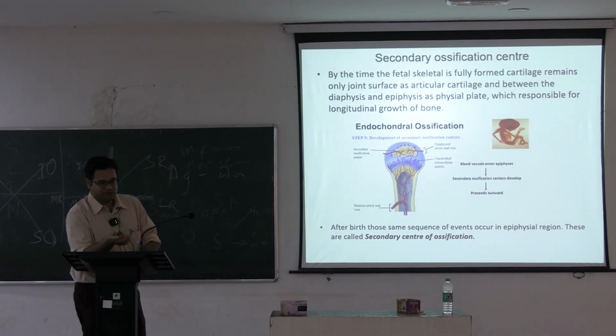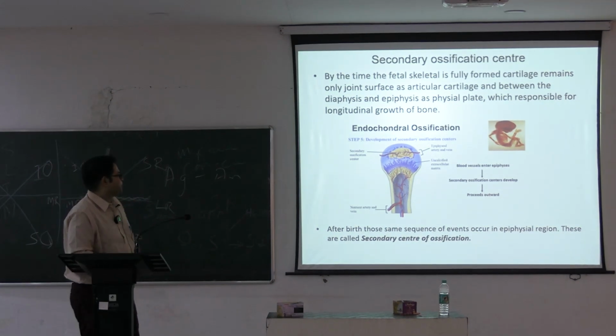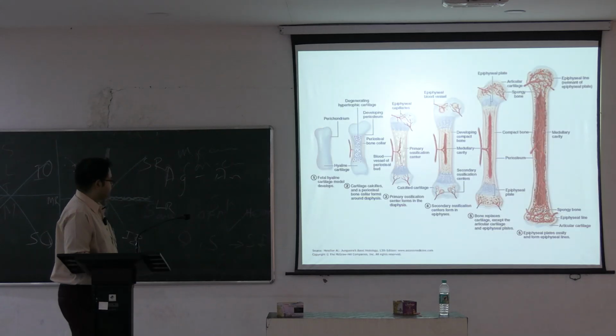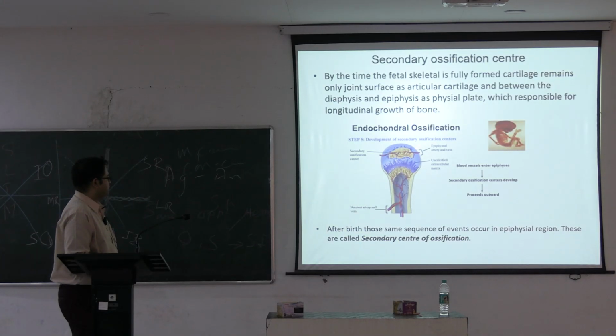So why can we not see that on an X-ray? Because it is cartilage. Like I said, the physeal plate is cartilage. So the cartilage does not have any minerals in it. So it is radiolucent. After birth, this same sequence of events occurs in the epiphyseal region. This is called the secondary center of ossification. So the events that we saw here, this same event occurs after birth in the secondary ossification center, which is responsible for growth of the child.